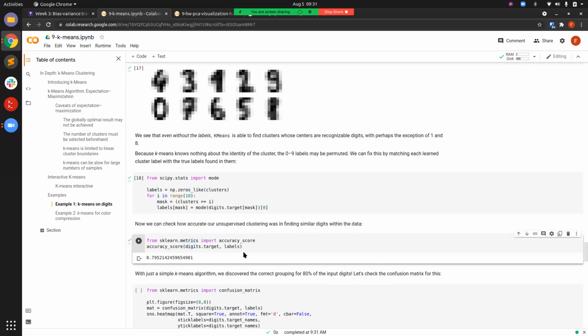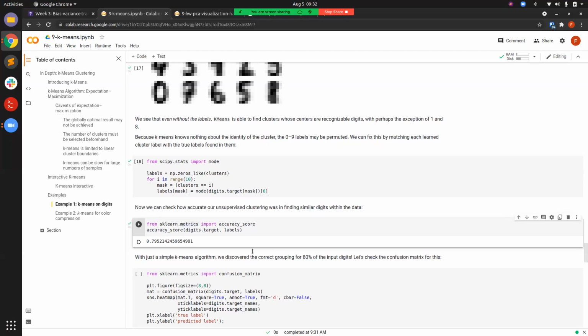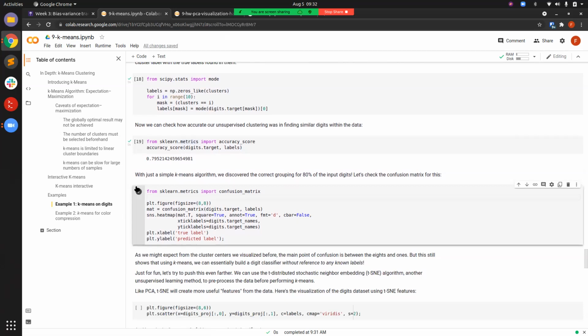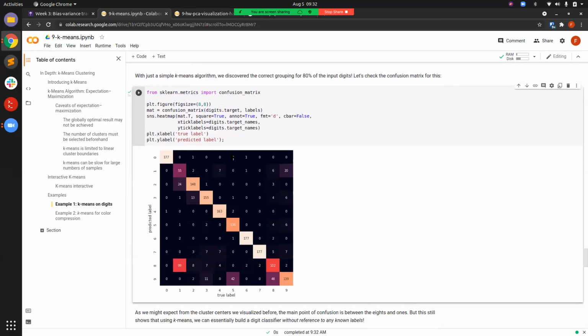So with 80% accuracy on this training data, we're able to find the correct grouping, meaning for 80% of digits, we're able to put them together with other digits of the same class, even without explicitly training for that. And here's the confusion matrix. So we can see that 1s and 8s are often confused using this approach. So we have a lot of 8s in the 1 cluster and a lot of 1s in the 8 cluster. But other than that, most clusters tend to correspond well to a single group.